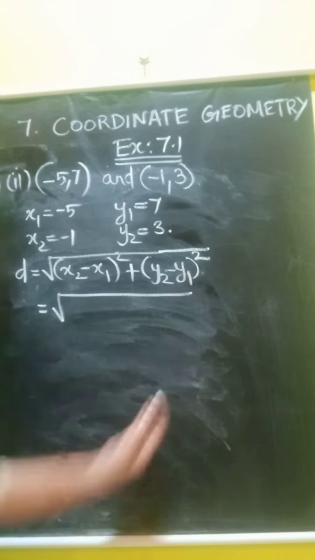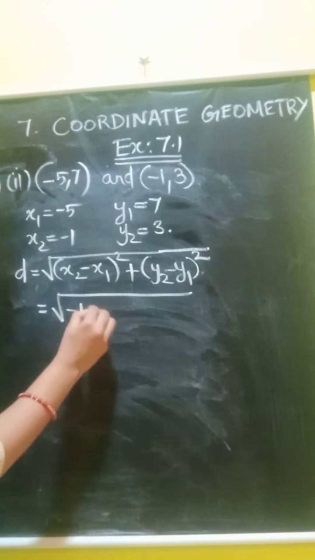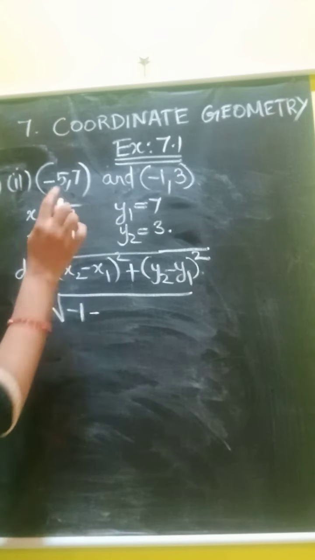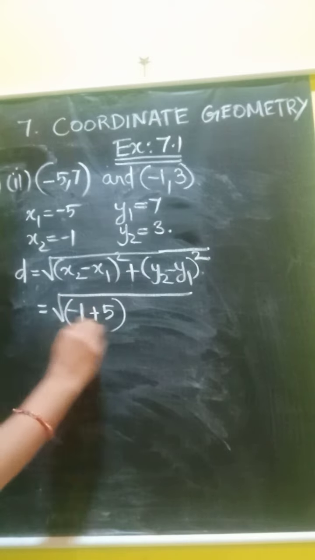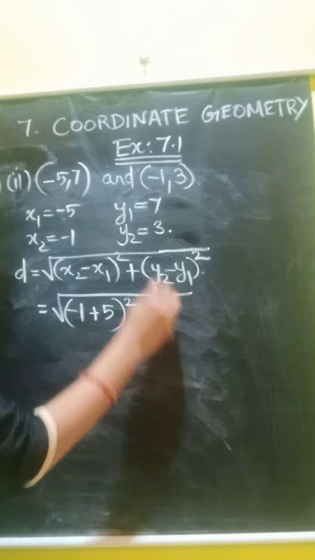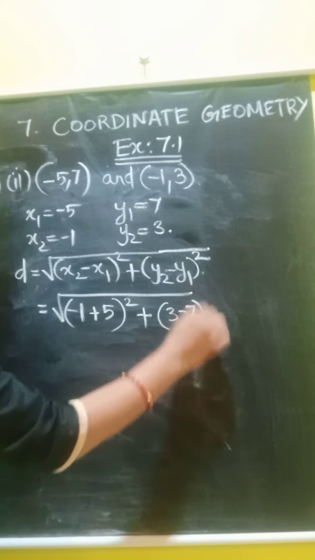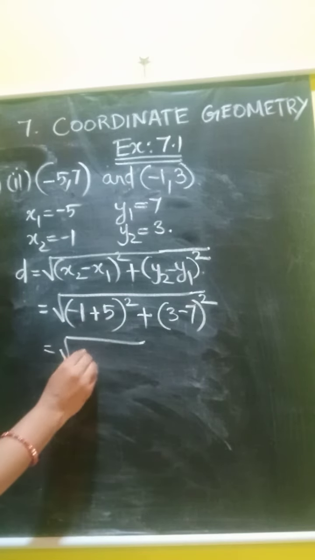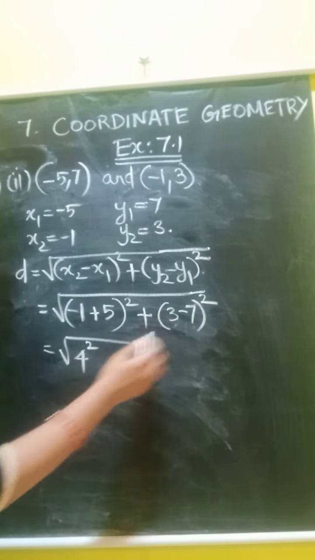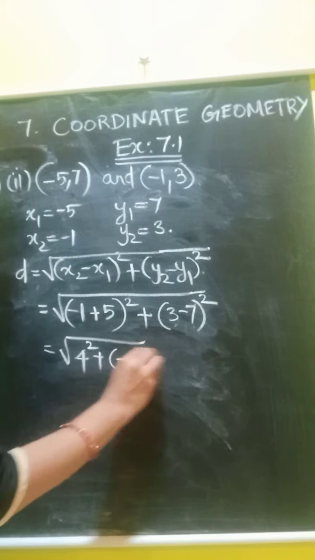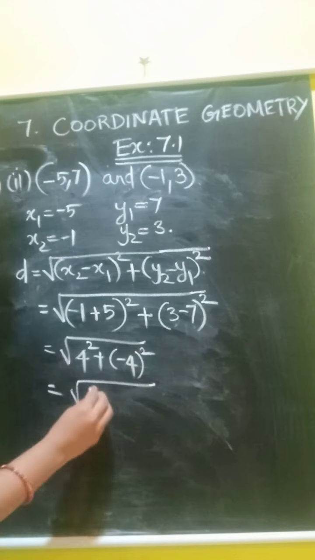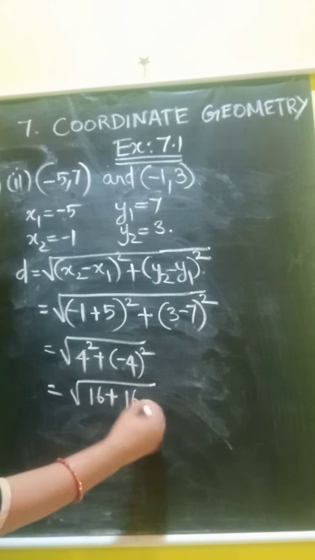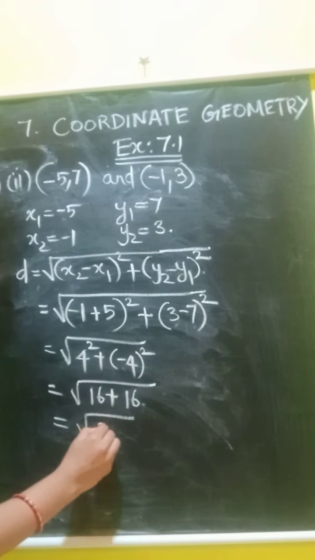equals x2 is minus 1 minus x1, that is minus 5, minus into minus is plus 5 whole square plus y2 minus y1, that is 3 minus 7 the whole square, is equal to 5 minus 1 is 4 square. 3 minus 7 is minus 4 the whole square is equal to root of 16 plus minus 4 the whole square is again 16. So root of 16 plus 16 is equal to root of 32.